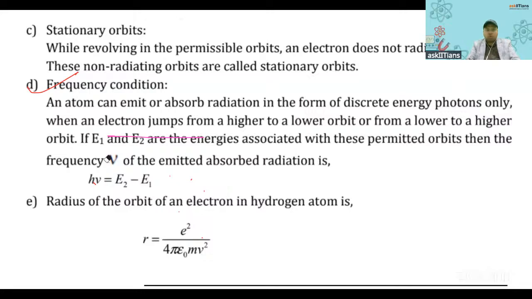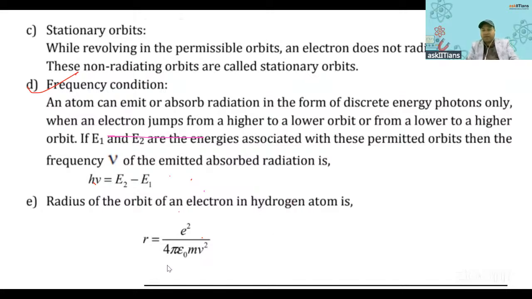So how can we calculate the energy difference? How can we calculate the frequency of the emitted radiation or the absorbed radiation? How can we calculate it? We can calculate by the energy difference between the orbits, right? E2 minus E1 should be equal to h nu, right?